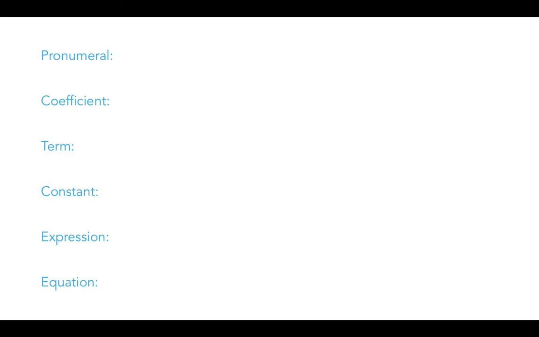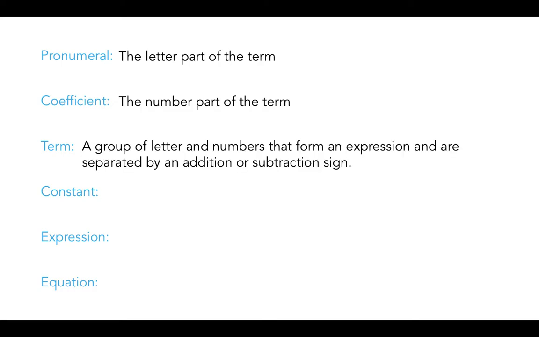So hopefully you match them correctly. So pronumerals is the letter part of the term. The coefficient is the number part of a term. That's out the front of a pronumeral is the important thing. A term is a group of letters and numbers, or pronumerals and numbers, that form an expression and are separated by an addition or a subtraction sign. A constant is a term that does not have a pronumeral attached to it, so it's just a number on its own.